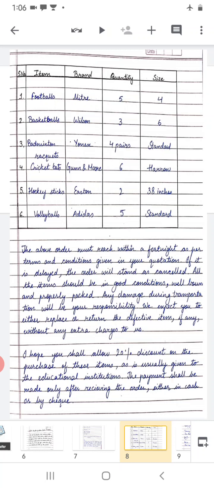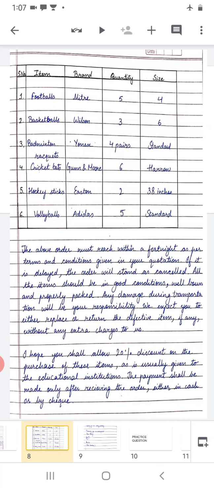All the items should be in good condition, well bound, and properly packed. Any damage during transportation will be your responsibility. We expect you to either replace or return the defective item, if any, without any extra charges to us. In addition to this, I hope you shall allow 20% discount on the purchase of these items, as is usually given to the educational institutions. The payment shall be made only after receiving the order, either in cash or by check.